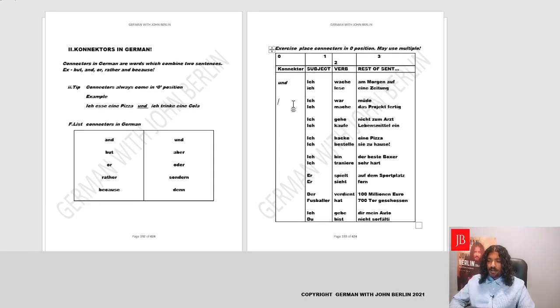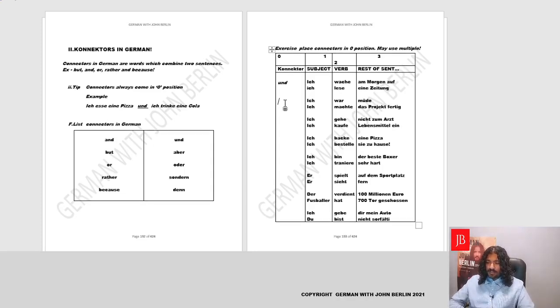Ich war müde. Ich machte das Projekt fertig. I was tired. I finished the project. How could we connect it? Let's say we could say I was tired because I finished the project, or I could say I was tired but I finished the project. I think both are understandable.